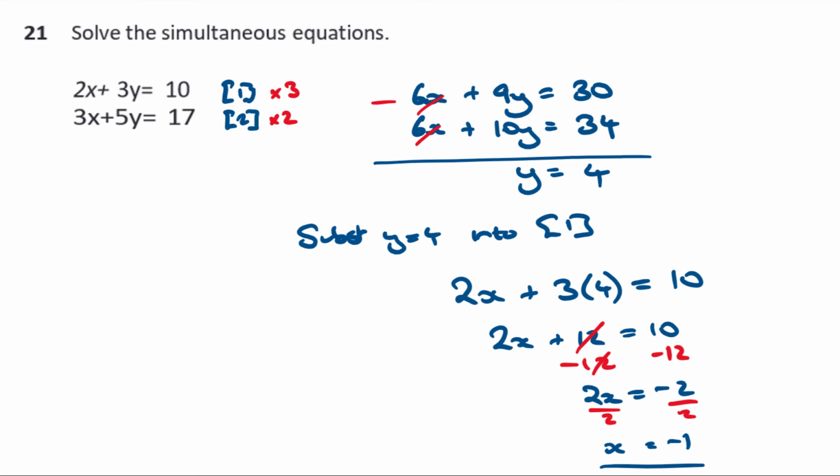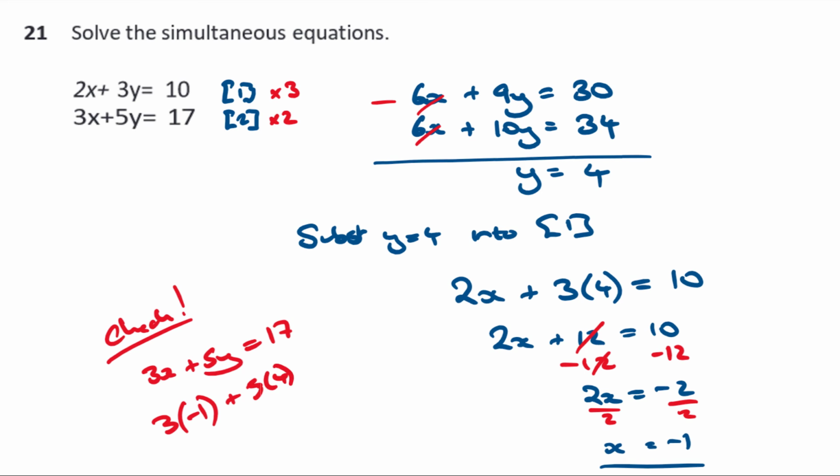It's a good idea just to test this or check it. You can check it by subbing both values into the other equation. So I used equation 1, so I'm going to sub in y equals 4, x equals negative 1 into the second equation. 3x plus 5y is equal to 17. Just to check it's going to give me the same value. So 3 lots of negative 1 plus 5 lots of 4, is that equal to 17? Okay, well 3 lots of negative 1 is minus 3, 5 lots of 4 is 20. That's true, isn't it? Because minus 3 plus 20 is 17, and I've got 17 on the other side.